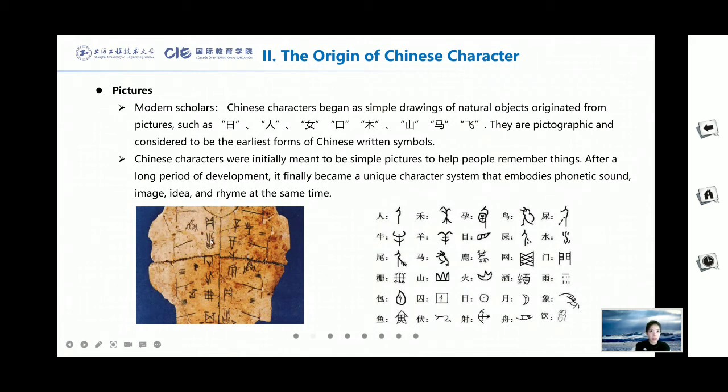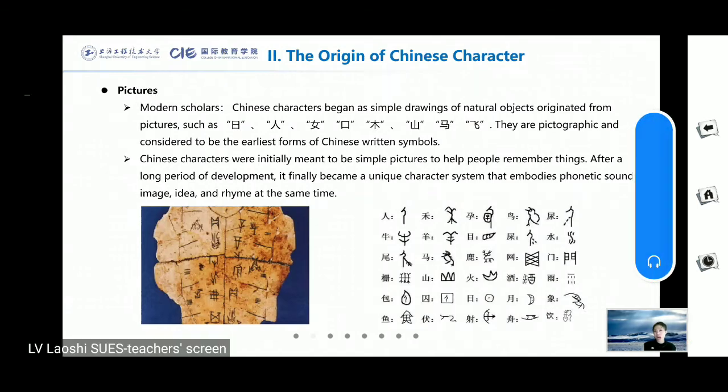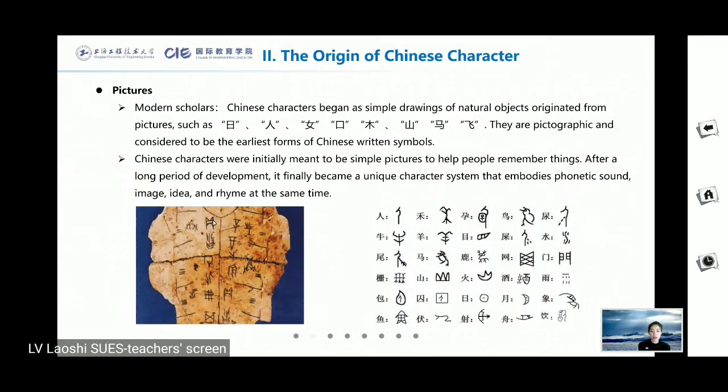This is the characters in ancient times, but you can see it looks very like a picture. And after a long period of development, it finally became a unique character system that embodies phonetic sounds, image, idea, and rhyme at the same time. Also from this picture, you can clearly know the Chinese characters in old times were quite like pictures.